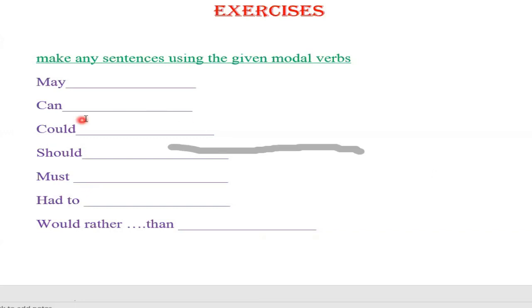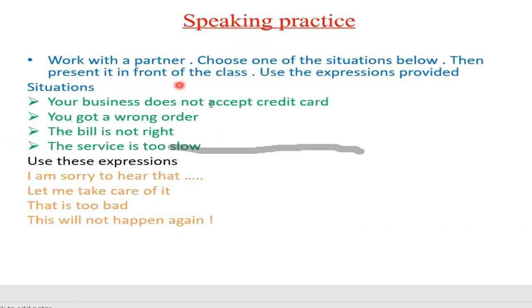This is the idea. Anyway, modal verbs you have to read by yourself. Speaking practice. Screenshot this screen and work with a partner. This is homework for you. Work with a partner, choose one of the situations and present it in front of the class. Use the expressions provided in the situations. You will present it next time with one of your friends. I think you know each other. For example, Eden with Rodas, Faisal with Kasaun, or anyone.